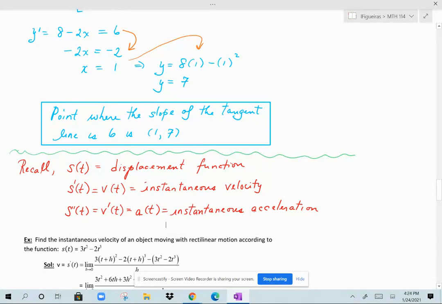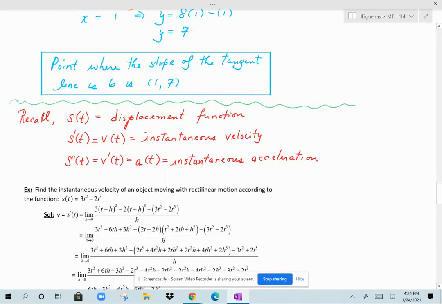displacement. Find the instantaneous velocity of an object moving with rectilinear motion according to the function s of t equal to 3t squared minus 2t cubed. That means I'm going to be applying the definition of the derivative in order to find velocity. This time I have a third degree polynomial. So when I use my definition, you'll have, for the first part, 3 times t plus h squared minus 2 times t plus h to the third power minus s of t, so minus the function that was given, all over h.